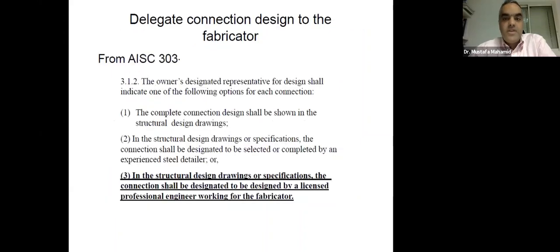Delegate connection design to the fabricators. This is typically the practice in most of the U.S., maybe except California, where connections are designed by structural engineers and shown on drawings. But the connections can be delegated to the fabricator, and they will do the design.